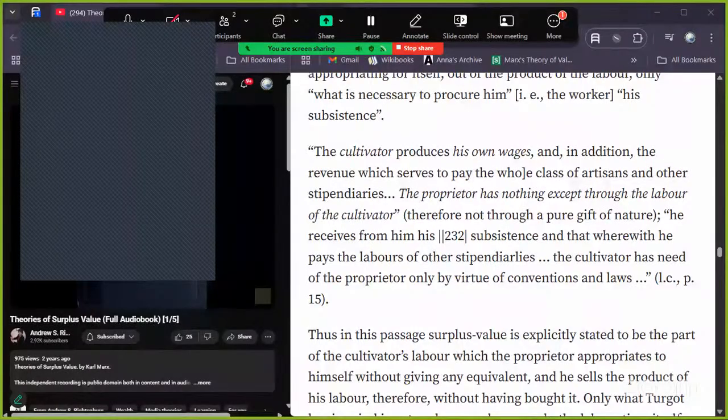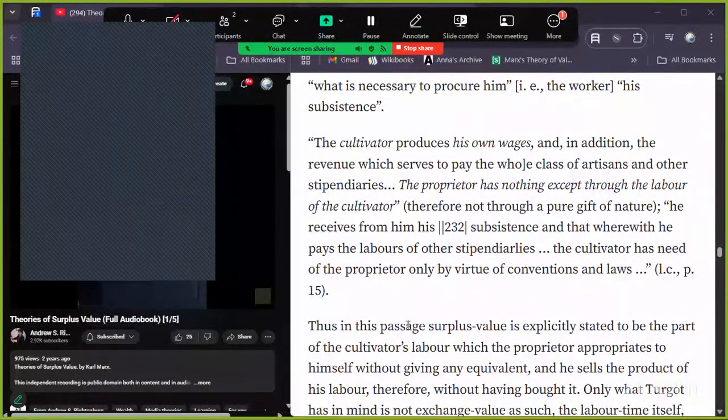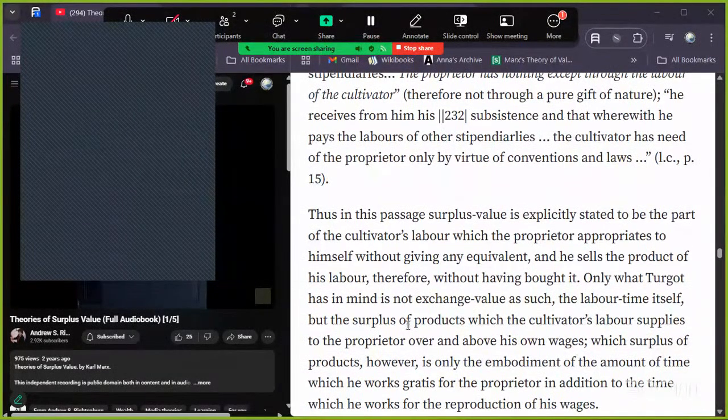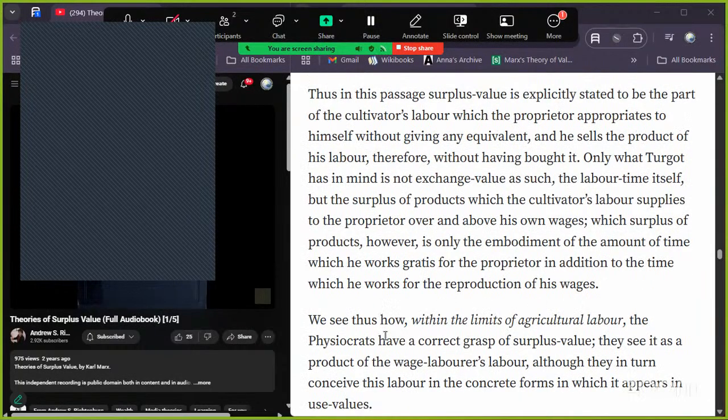He receives from him his subsistence, and that wherewith he pays the labors of other stipendiaries. The cultivator has need of the proprietor only by virtue of conventions and laws. End quote. Thus, in this passage, surplus value is explicitly stated to be the part of the cultivator's labor which the proprietor appropriates to himself without giving any equivalent, and he sells the product of his labor, therefore, without having bought it. Only what Turgot has in mind is not exchange value as such, the labor time itself, but the surplus of products which the cultivator's labor supplies to the proprietor over and above his own wages.